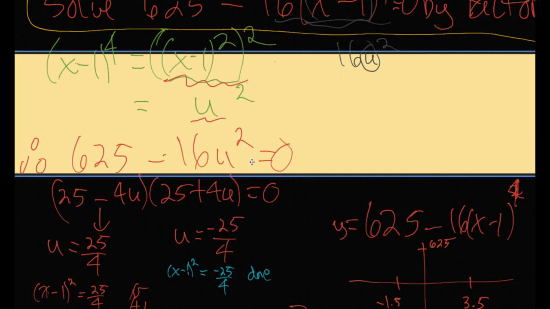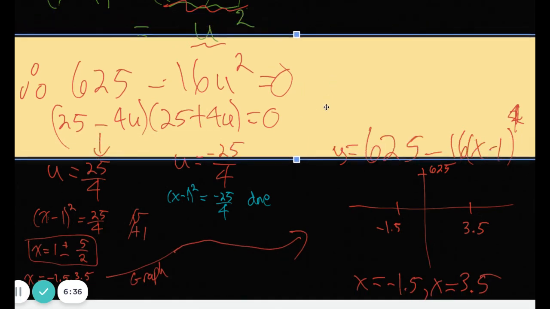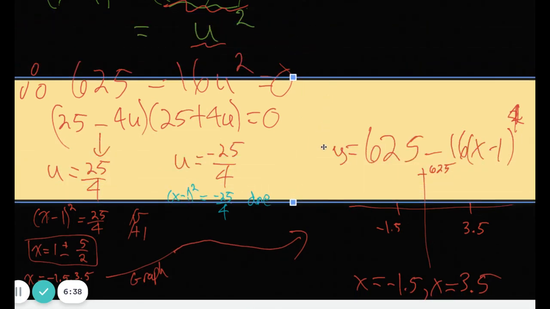625 minus 16u squared. Square root of 625 is 25. Square root of 16 is 4. Square root of u squared is u. 25 minus 4u, 25 plus 4u equals 0. And then I solve. So I set each factor equal to 0, solve for u, and then I have to remember that it's actually not u I'm looking for, it's x minus 1 squared.